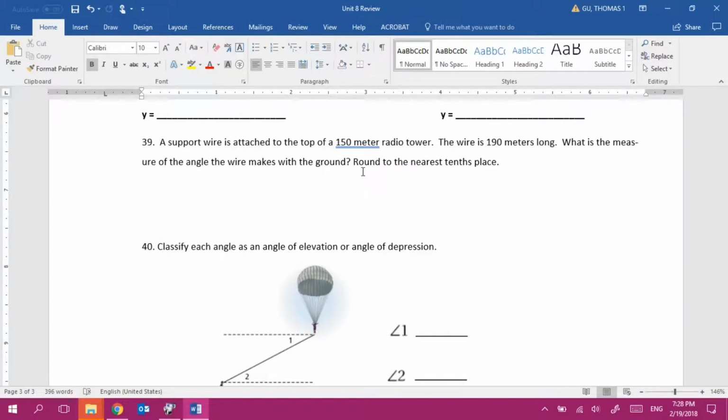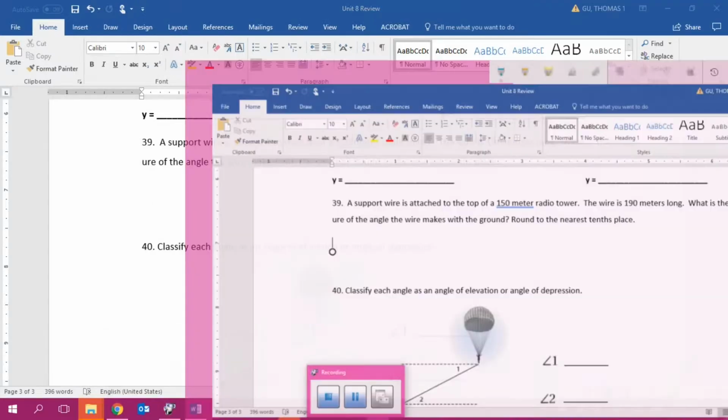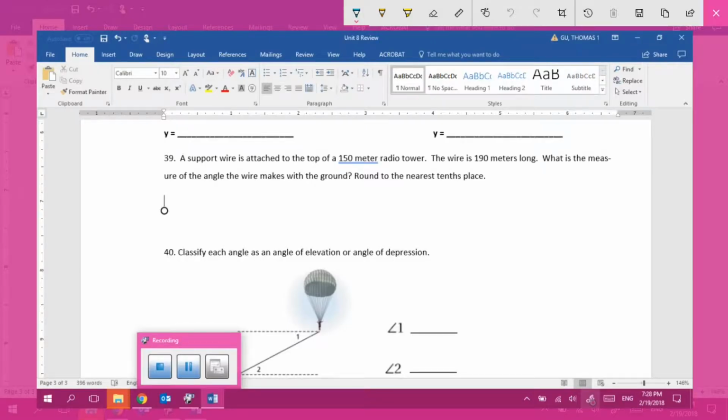Alright, number 39 is also a finding a missing angle problem. I'll set it up for you, but then I want you guys to just work it on your own because we just did a bunch of those. So number 39 says a support wire is attached to the top of a 150-meter radio tower. That means here's a 150-meter radio tower. And there's a wire attached to it, so it's attached up here somewhere. The wire is 190 meters long. They want to know what the measure of the angle the wire makes with the ground.